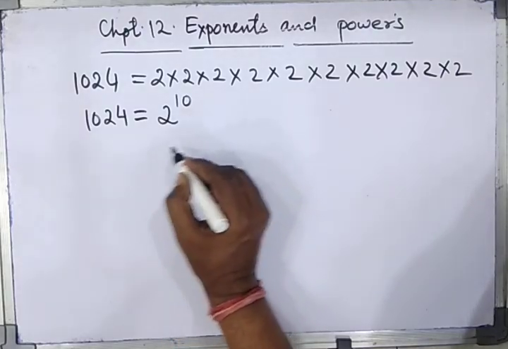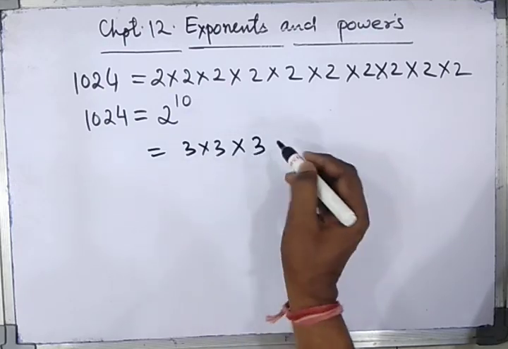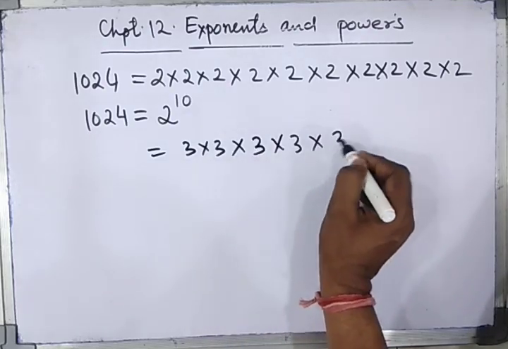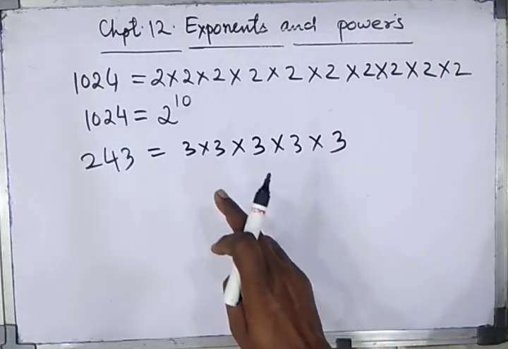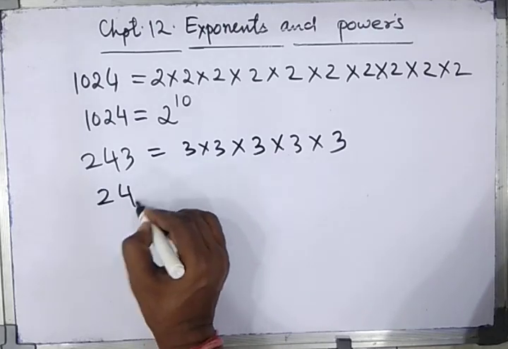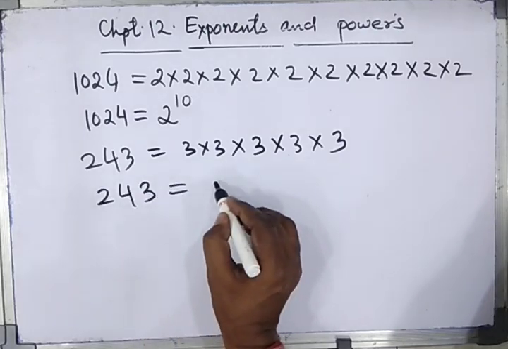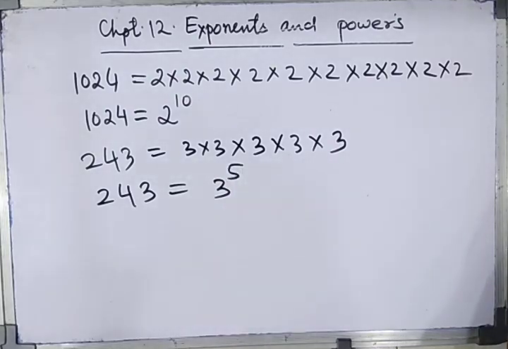Another number, 3 into 3 ... 243. 243 is written in the form of 3 raised to 5. So such type of problem we studied in standard 7th, student.